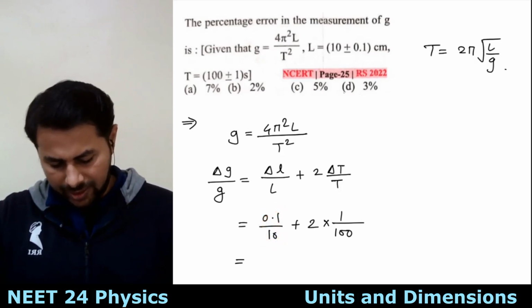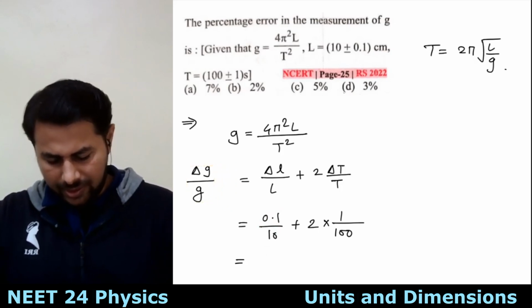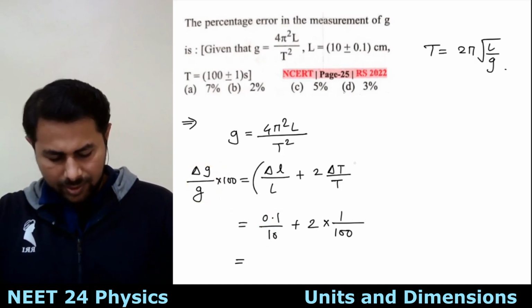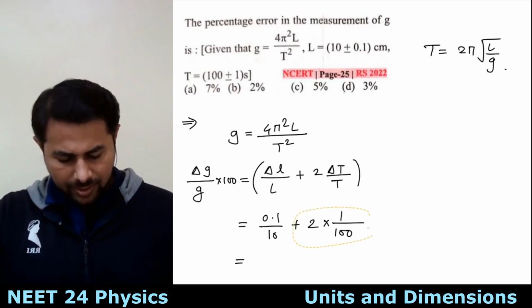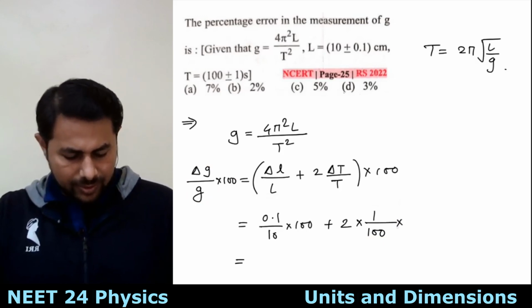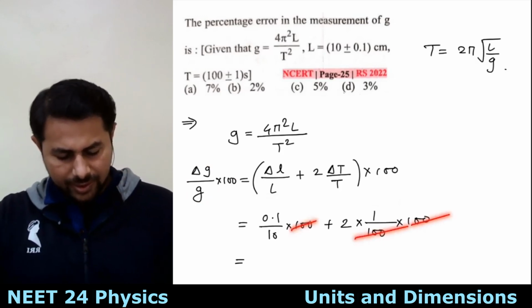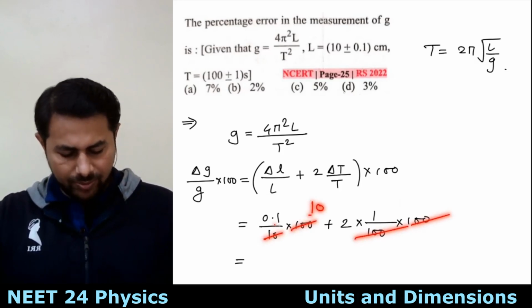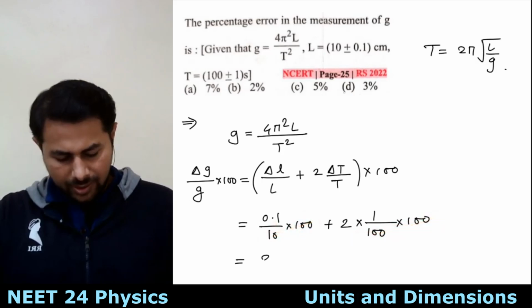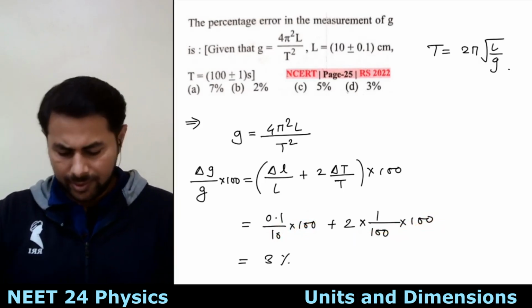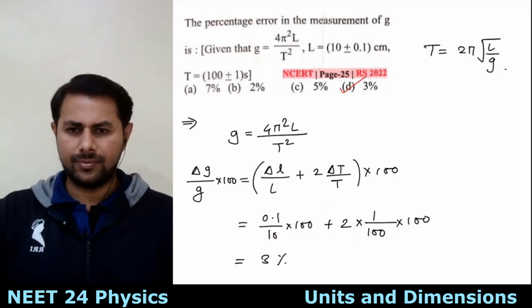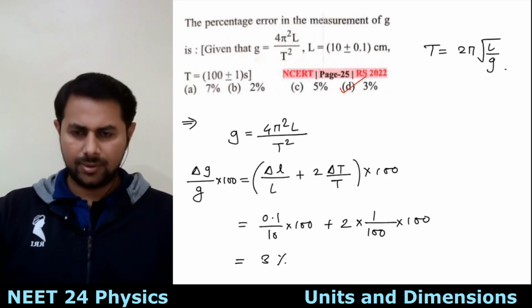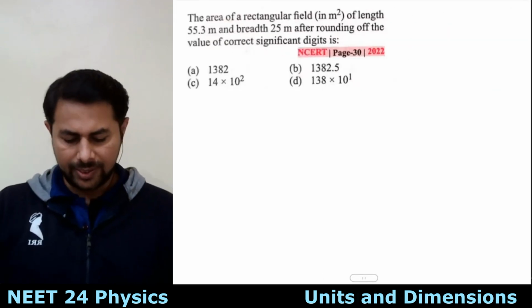But you want percentage error, no? So this thing multiplied by 100. Let's multiply with 100 everywhere. So this 100 gets cancelled. 100 by 10 is 10. 10 times 0.1 is 1, 1 plus 2 is 3. So 3% is the answer, right? Okay, very good. Let's see next one.